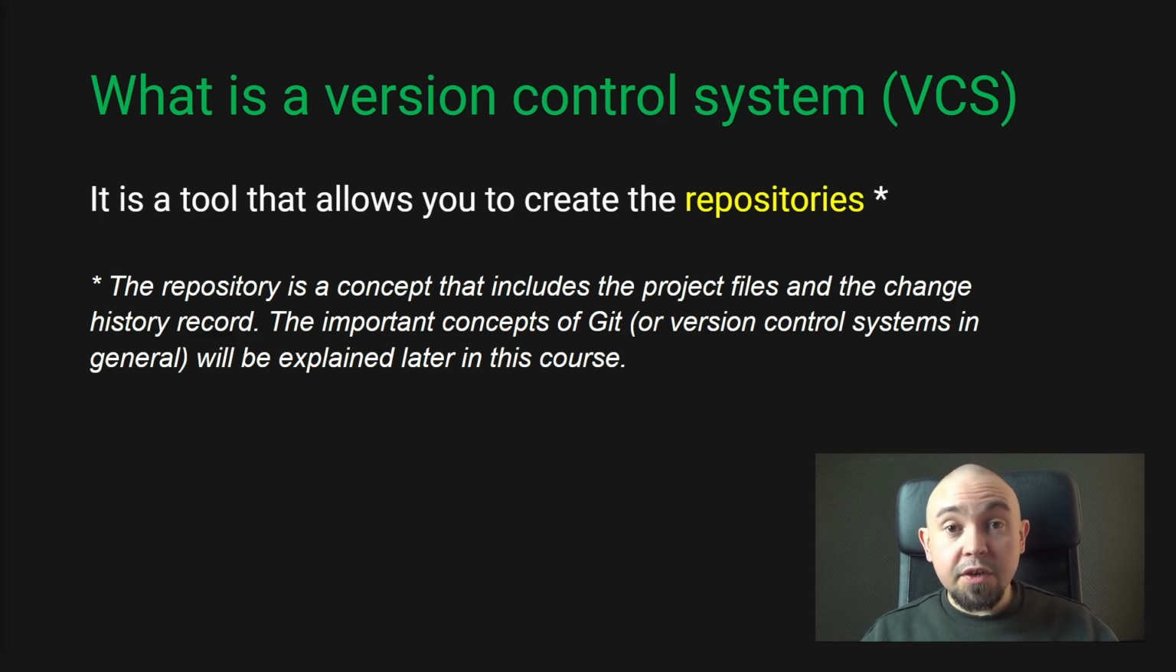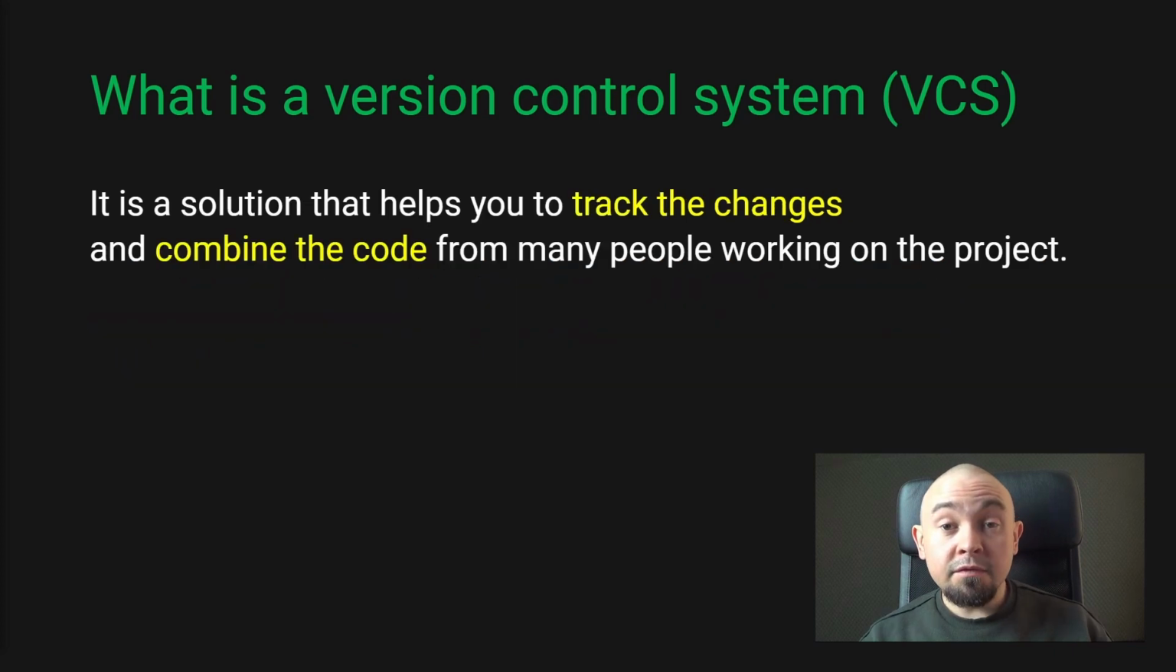Repository, the first difficult word in this course. We will talk more about it later, but for now, know that the repository is a concept that includes the project files and the change history record. It is a record of the entire project with all the files and changes in the workspace of the project. The version control system is also a solution that helps you to track the changes and combine the code from many people working on a project.